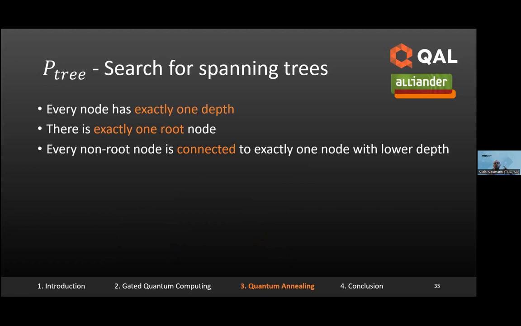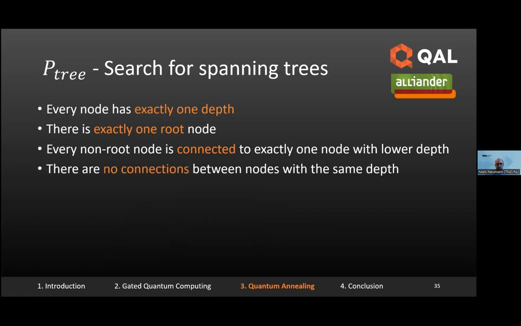And from that point on, we see that every non-root node is connected to precisely one node which has a lower depth. And this also assures that you do have a tree. If it's connected with multiple nodes with lower depth, you will end up with cycles. And for the same reason, we also see that these nodes cannot have connections with other nodes at the same depth. So this is a valid spanning tree.